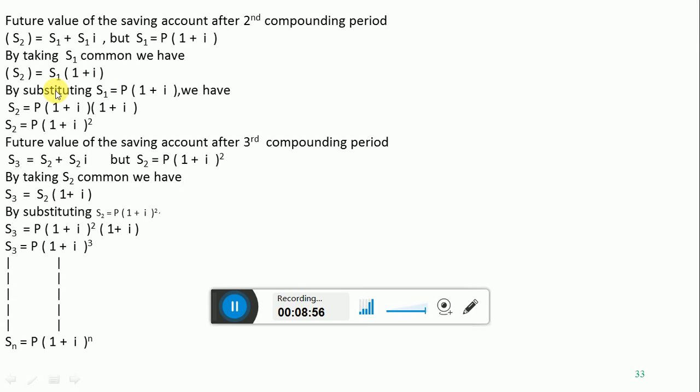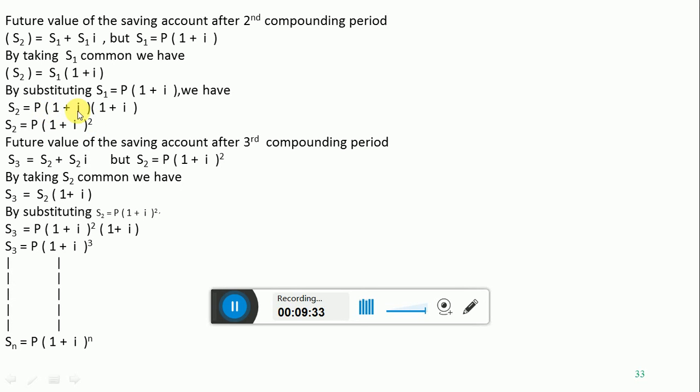Now, in the next step, we will substitute the value of S1, which is P multiplied by 1 plus I, in this formula. So this is S1, and the value of S1 is P into 1 plus I. We replace this S1 with its value, P into 1 plus I. So S2 is equal to P into 1 plus I whole, multiplied by this 1 plus I. Now, P whole multiplied by 1 plus I whole raised to the power 2.